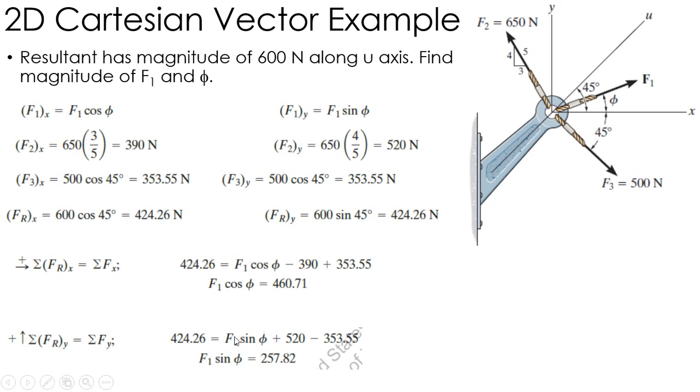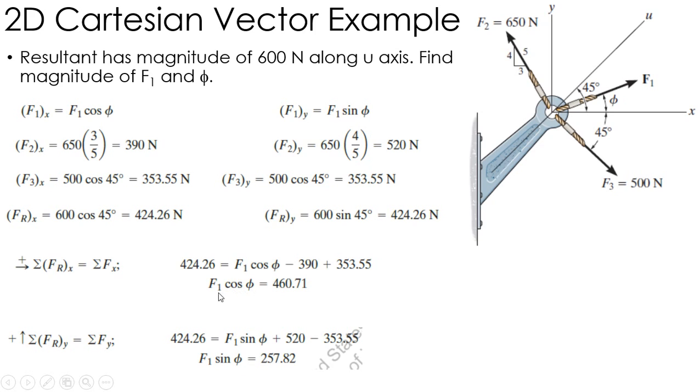It's the same. Okay. Then I'm going to have F1 sine phi plus 520, which is the y component acting upward for F2, minus 353.53, and that's because this 500 newton force is acting downward in the y direction at an angle of 45 degrees. So that's my other equation. Solving that for F1 sine phi, I get 257.18.